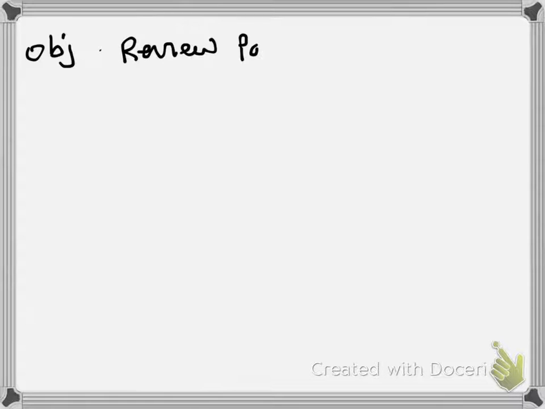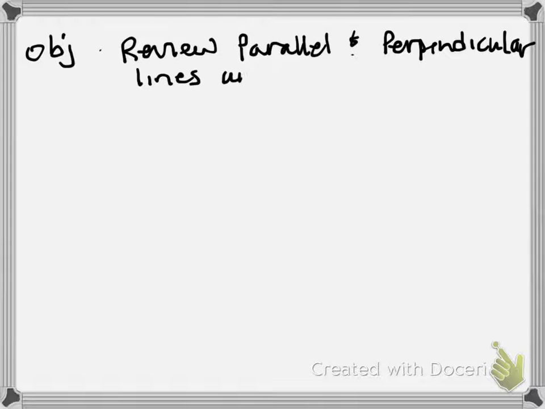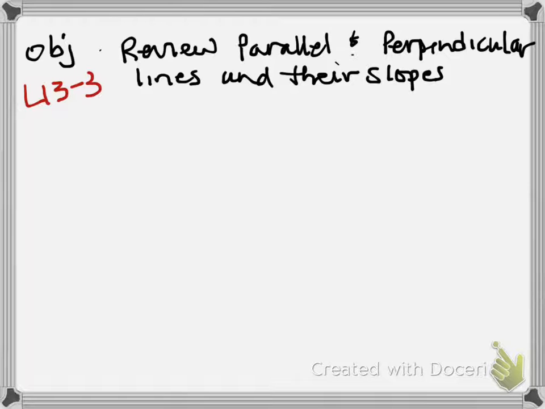Okay? So our objective is to review parallel and perpendicular lines and their slopes. So this comes out of lesson 13.3. And we actually have 2 theorems on this. Remember, theorem is something that can be proved.